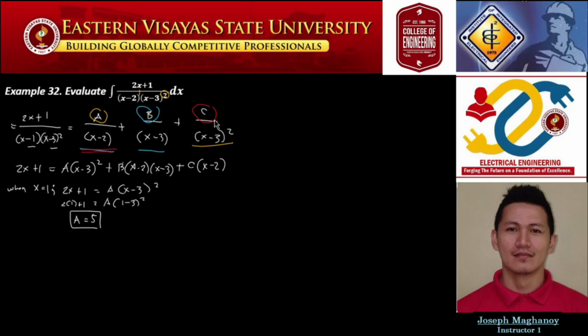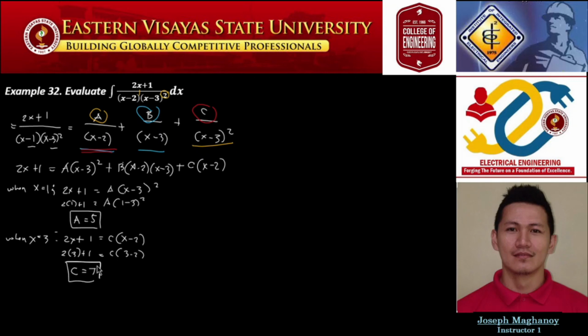So we start with C. So A, C. When x is equated to 0, that will become positive 3. So we can solve for our C. That is 2x plus 1 is equal to C times x minus 2. If we substitute the value of our x, this is 3, 2 times 3 plus 1 equals C times 3 minus 2. Solving for your C, that is equal to 7.